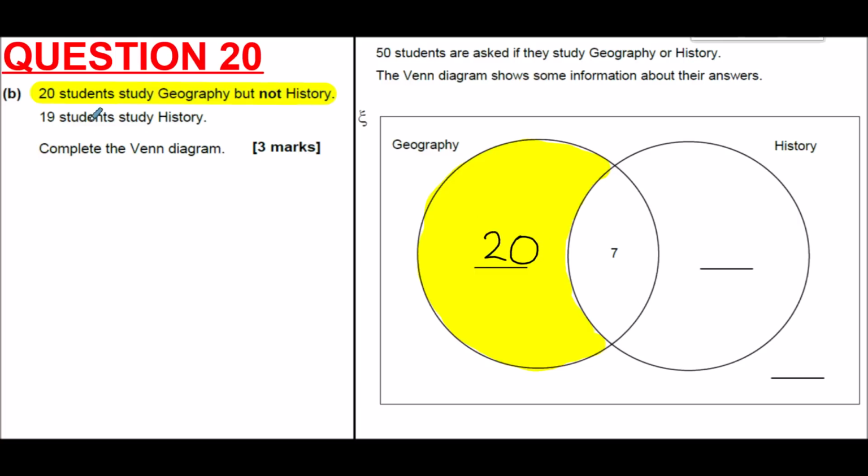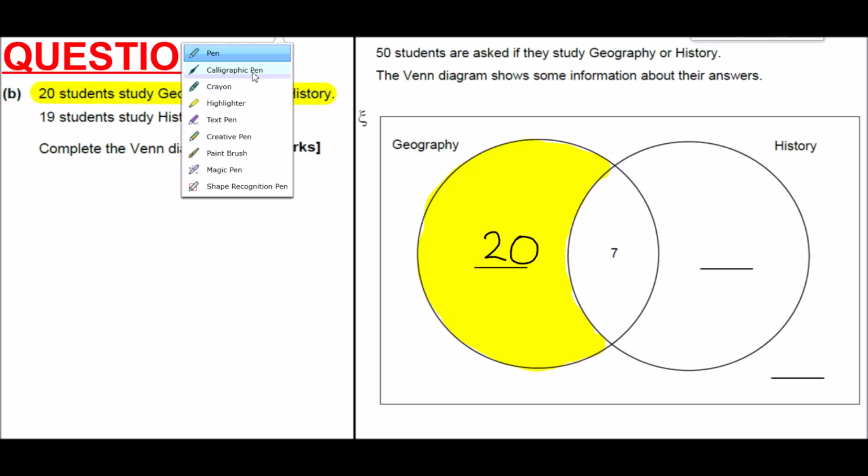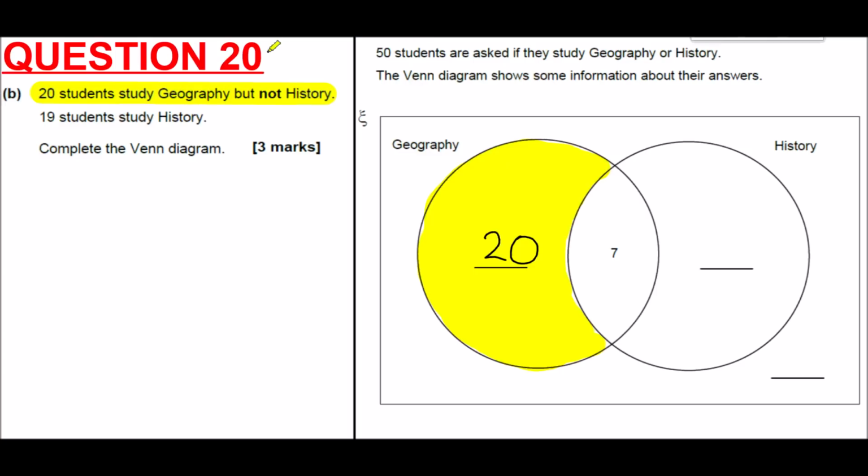Now the 19 students who study history, it doesn't mention if they study geography as well, so that 19 students is going to be for the whole of the history circle. So that means 19 students in total study history. And so that number there represents the total history circle.